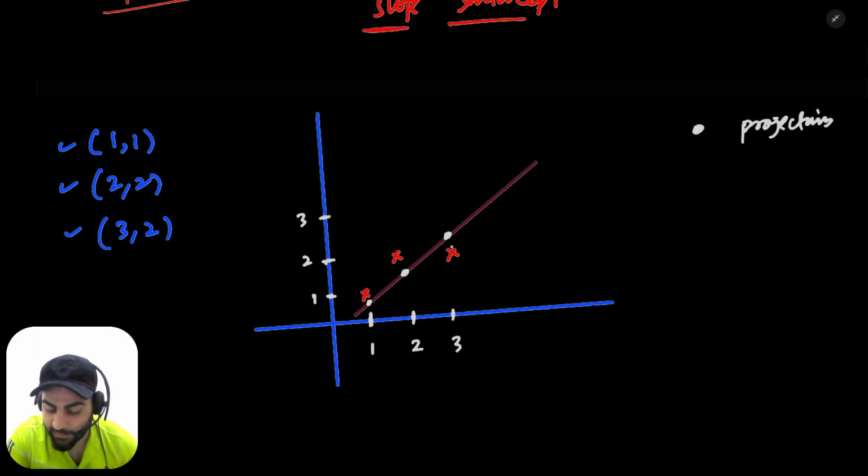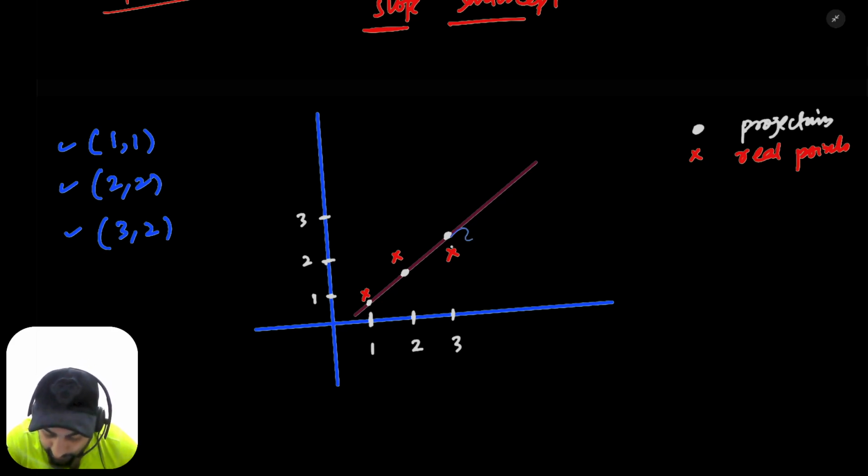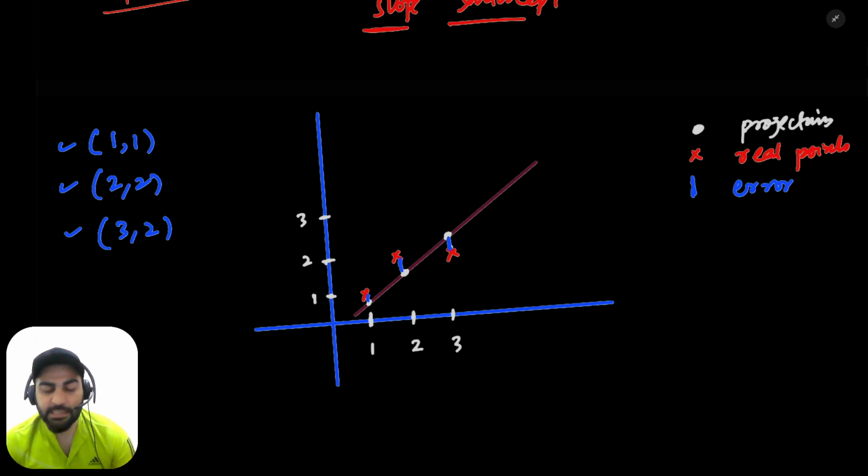The red crosses are the real points. Now there will be some error. Here this is the error, here this is the error, and here this is the error. So this line represents the error. We want to fit this line such that this error is minimized. The whole point now is how to make this error minimized.